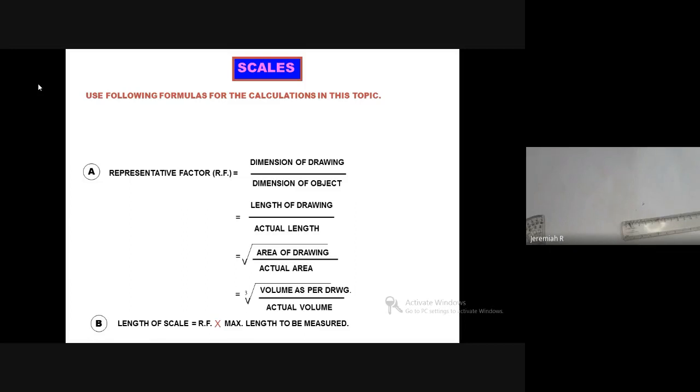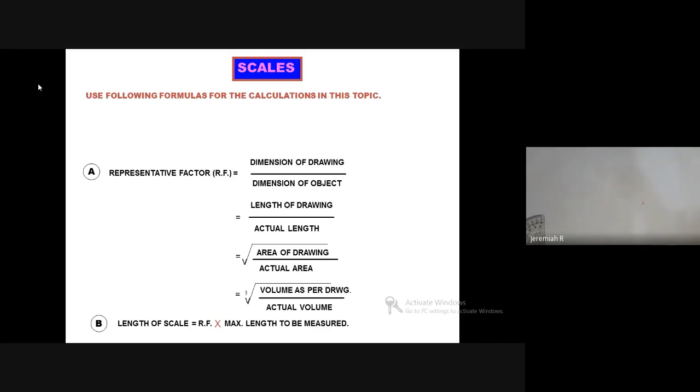And for the length of the scale, you have to remember one more formula. You have to remember two formulas: the RF, and the length of scale, which is RF into the maximum length to be measured. So the length of scale is equal to the representative factor times the maximum length to be measured. In the problem, the representative factor will be given and the maximum length to be measured will be given. If the representative factor is not given, either the distance of the drawing and distance of the object, or the length of the drawing and actual length will be given, and we take that ratio as the representative factor.